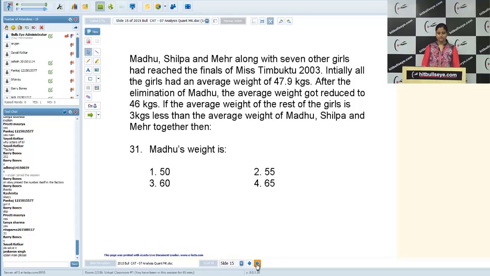After the elimination of Madhu, the average weight got reduced to 46 kgs. If the average weight of the rest of the girls is 3 kgs less, then what is the average weight of Madhu, Shilpa and Meher together?